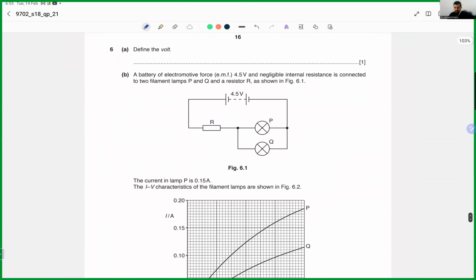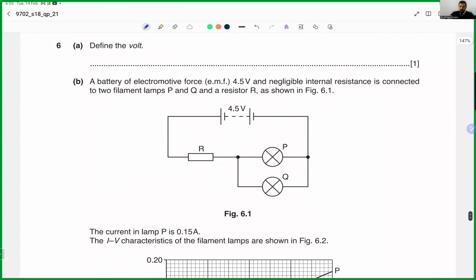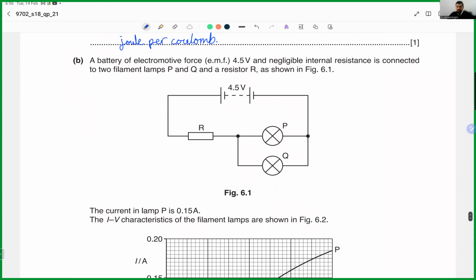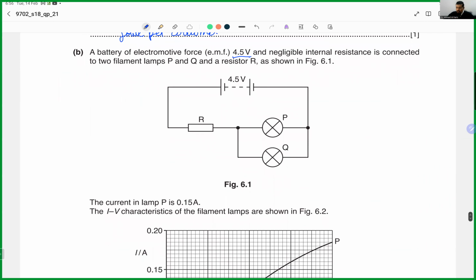They said, first of all, define volt. We know that volt is the unit of potential difference, which is defined as the amount of energy given per each one coulomb of charge. So if I want to define voltage, it's the unit of energy, which is joule, per the unit of charge, which is coulomb. That's part A.